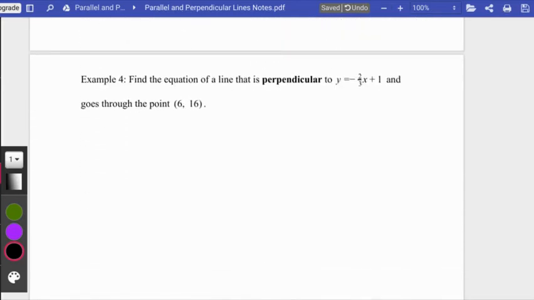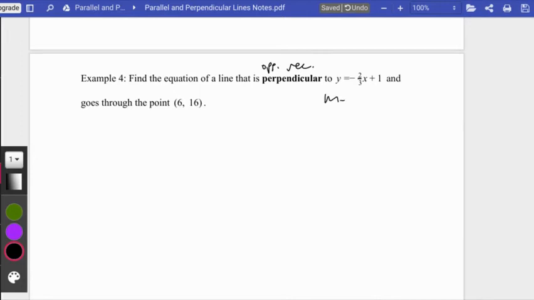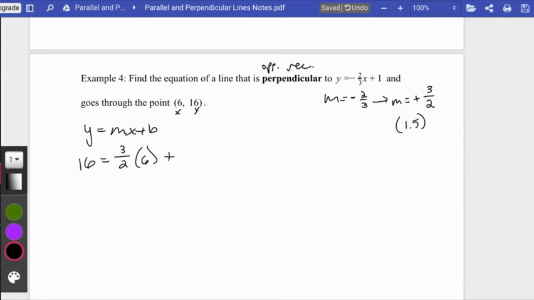All right, this is the same thing here. So again, opposite reciprocals. My current slope is negative 2/3, which means my new slope, because this one was negative, will be positive. And reciprocal, I'm going to flip it: 3/2, which by the way is also 1.5. So you can use 1.5, though I'll be using the fraction. I've got my xy right here. So 16 equals 3/2 times 6 plus b.